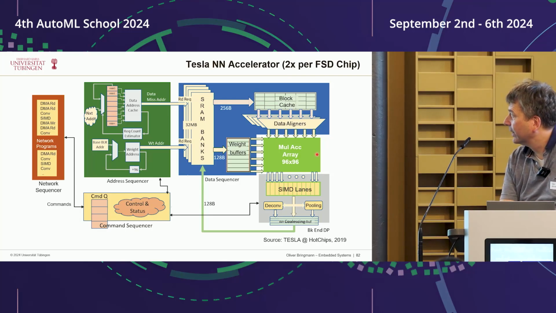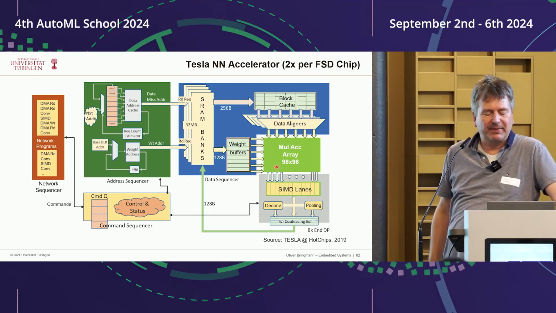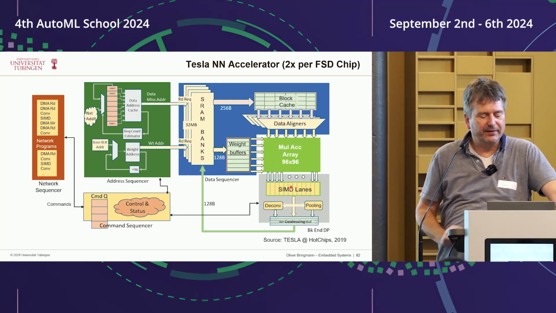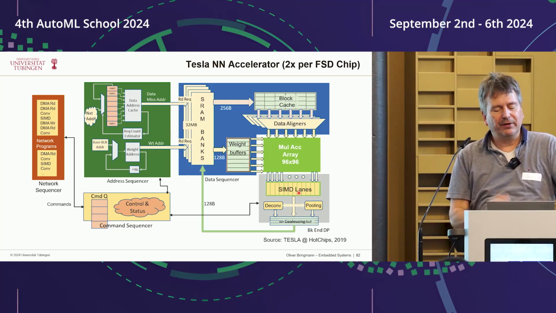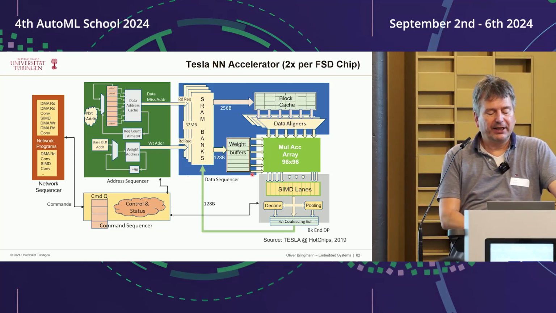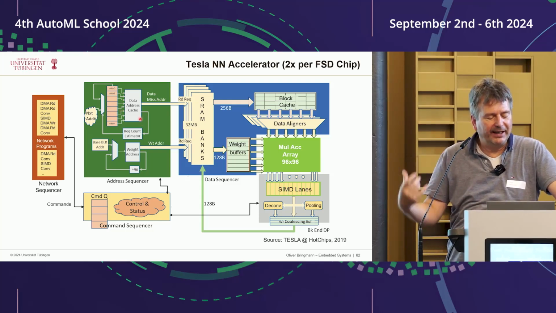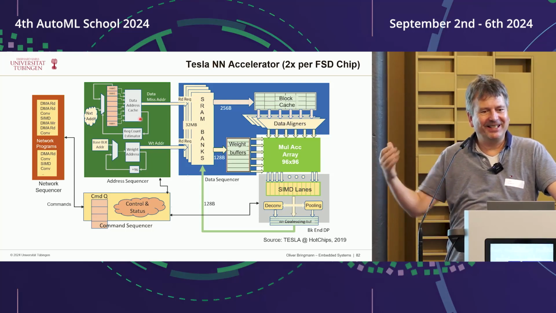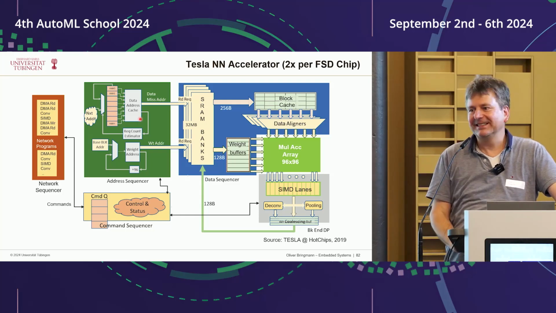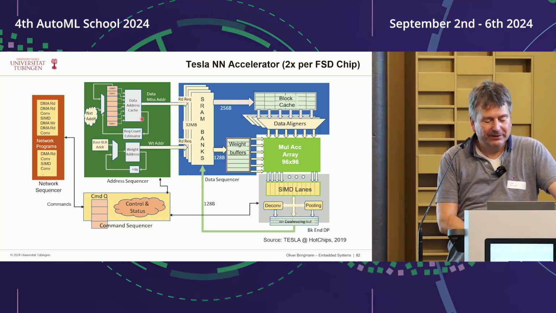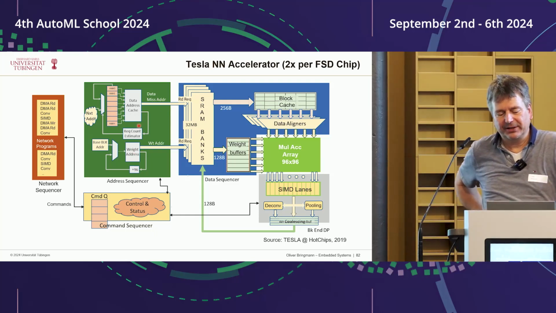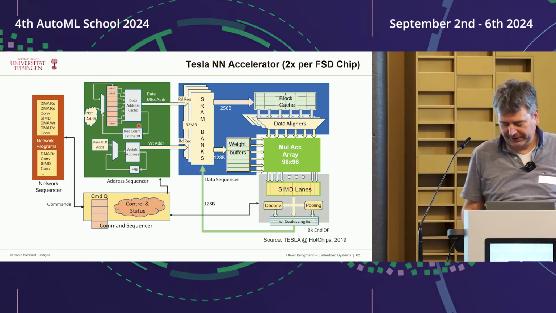And the block diagram looks like this one. Here you see one of the MAC arrays of 96 by 96. And at the end you have your SIMD lanes. What's interesting here is the address generation. They put a lot of effort into designing an appropriate address generation unit to always have the data at the right point in time. So that's the idea here, and that's a very, very beneficial aspect of that kind of tensor architecture, the Tesla architecture.